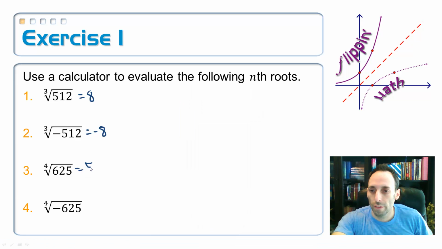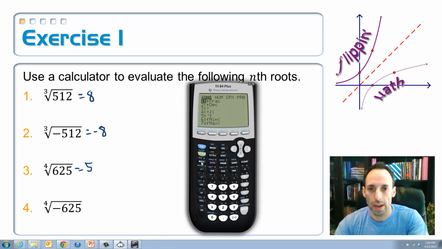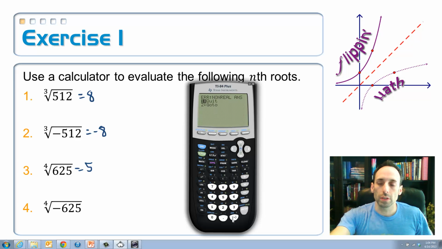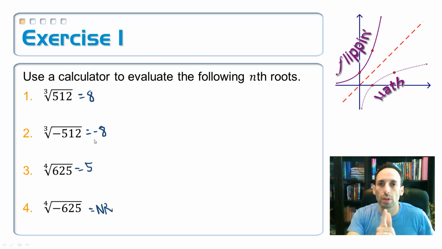So 5. Does that mean number 4 should be negative 5? Let's see. So type that in again: the index, math, number 5, and this time negative 625. And it says non-real answer. It's imaginary because it's a negative and this is an even root. So this is non-real.